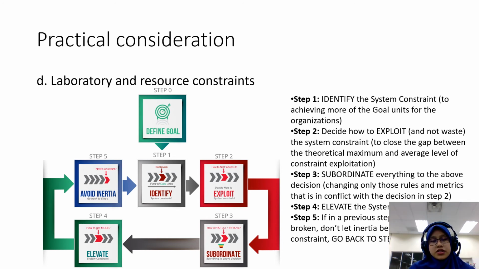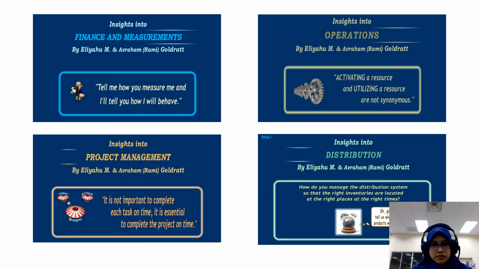For the laboratory and resource constraints, we need to consider the steps: identify, and then exploit. Step 3 is to subordinate, elevate, and then avoid inertia. Okay, the first step must start with defining the goal. We need to consider the finance and measurement, the operation, the project management, and the distribution.